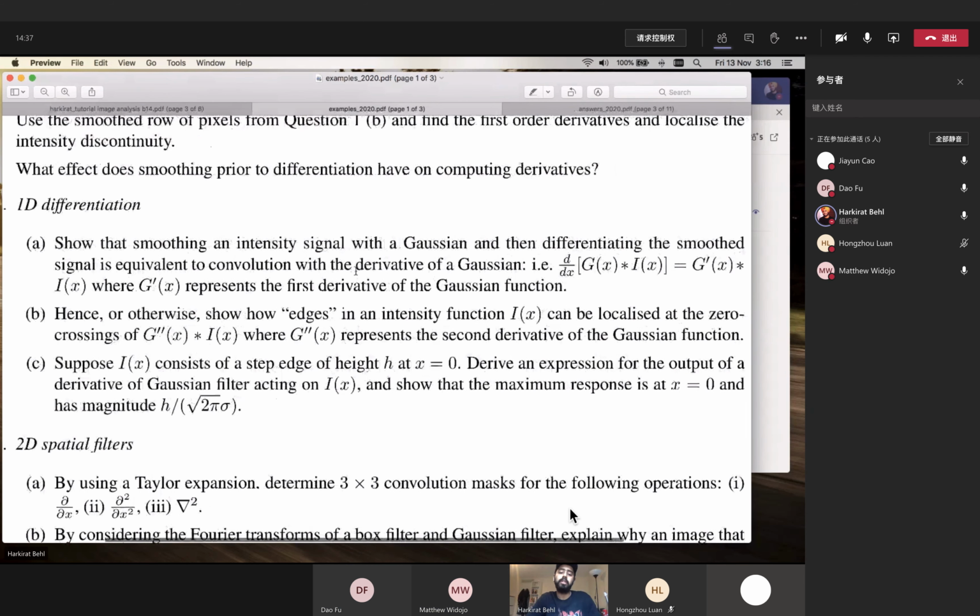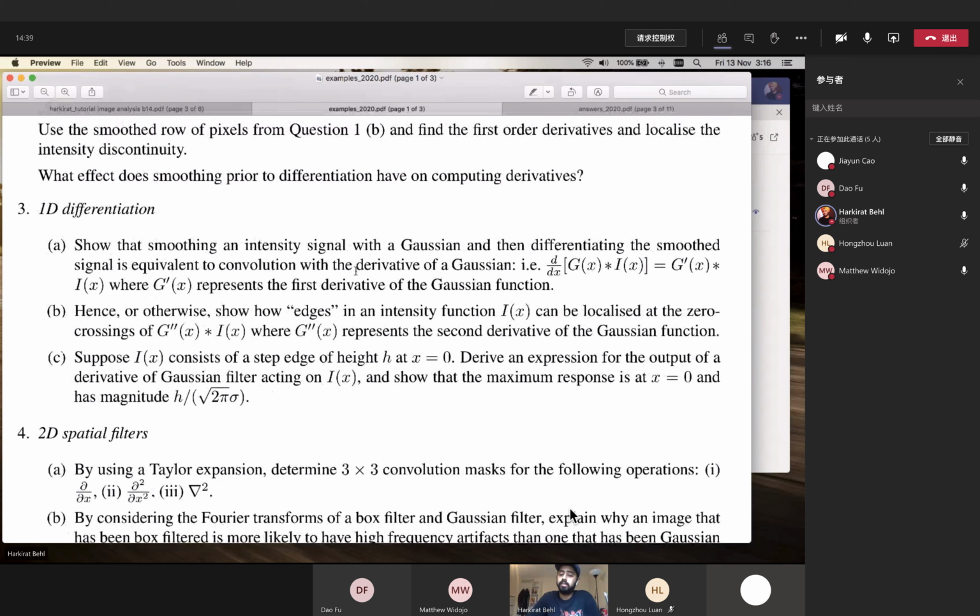The second question is to show how edges in an intensity function I(x) can be localized at the zero crossings of this. Edges in the intensity function are basically the extrema in the first order, that is, the extrema in g'(x) convolved with I(x).